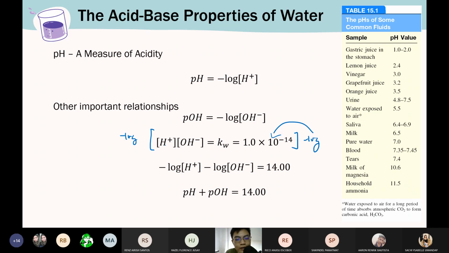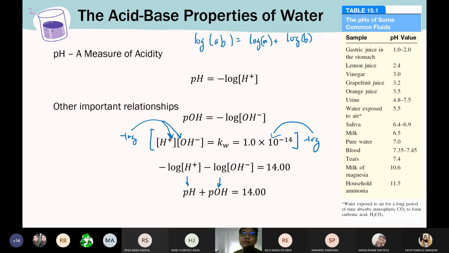While itong H and OH, they will split up into two, kasi rules of logarithm yun. When you apply logarithm to the product, they actually split up. Kung naaalala niyo yung algebra, log AB equals log A plus log B. So maghihiwalay sila: negative log H plus negative log OH. And you know that negative log of H plus is pH, negative log of OH is pOH. So meaning the sum of pH and pOH is 14. So yun yung reason bakit ang pH scale natin ay up to 14 lang.